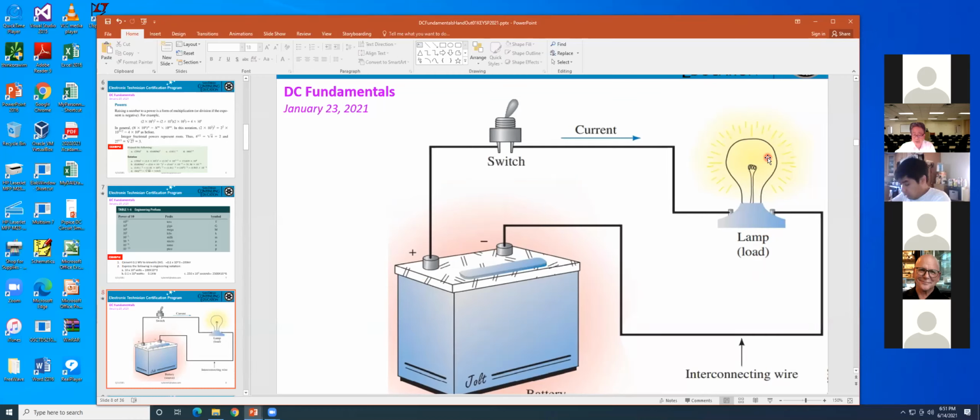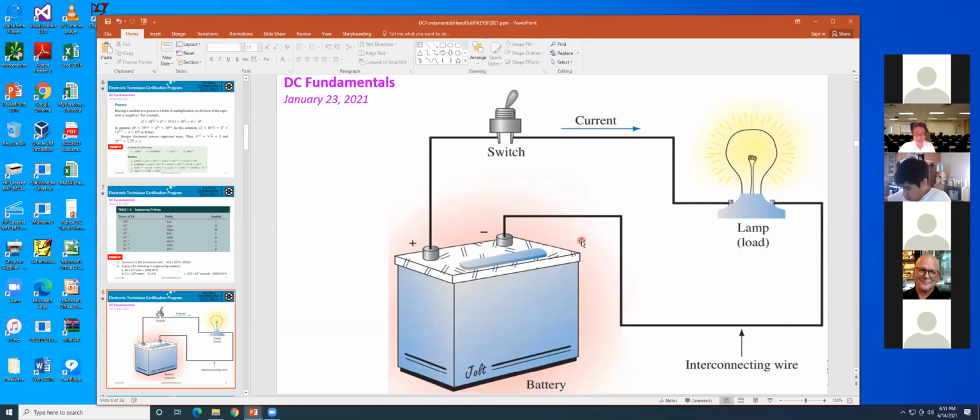So if something is wrong with the light, and when you turn it on it doesn't light up, that means something is broken in here. It's open, so the current cannot flow through the open circuit. When you turn it on, electrical energy is converted into heat. That's why if you touch the outside, it will be hot.